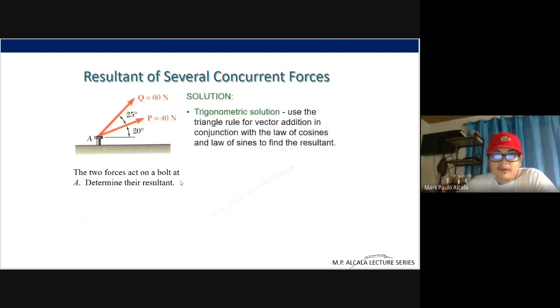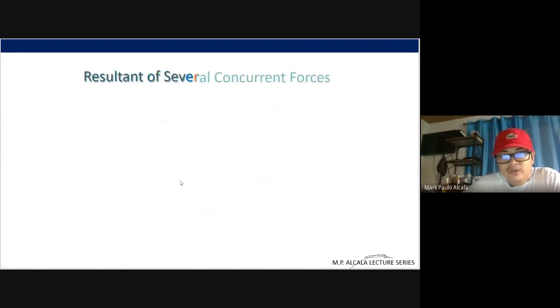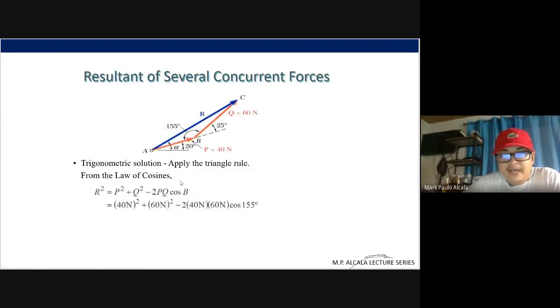So for example, this is a book example, class, so you can check it also in our books and manuals. We are tasked to find the resultant of this free body diagram of particle A. This is a screw which is applied two forces. So using the triangle law or trigonometric solution, we have this diagram, so we can easily use the law of cosines.